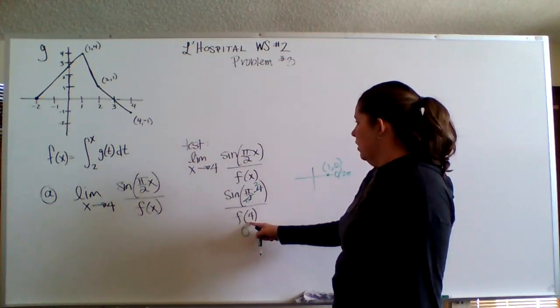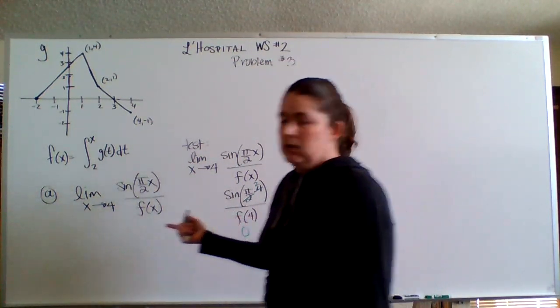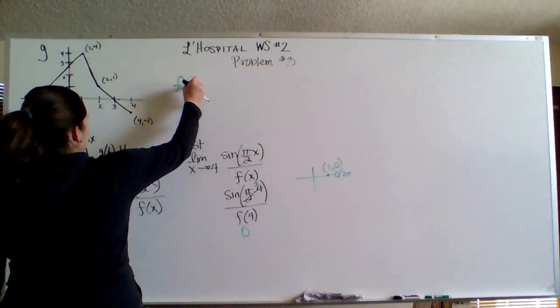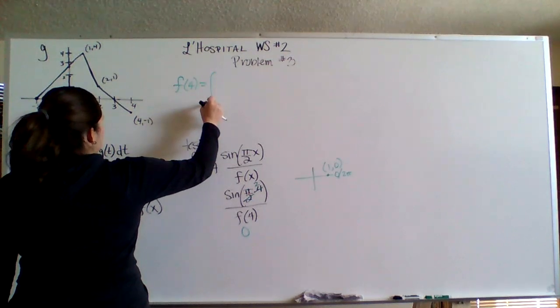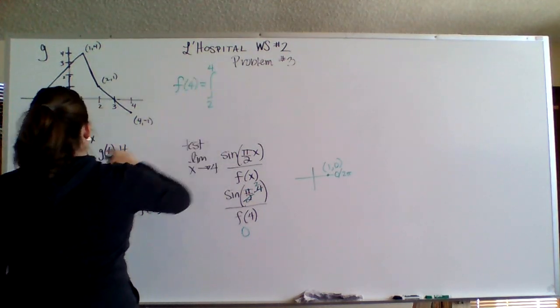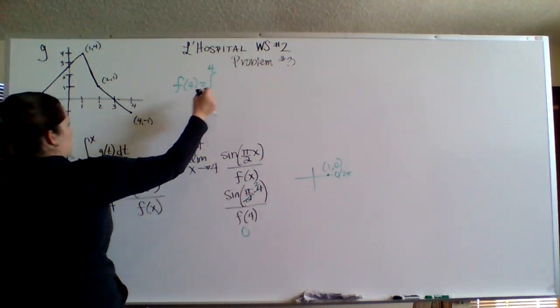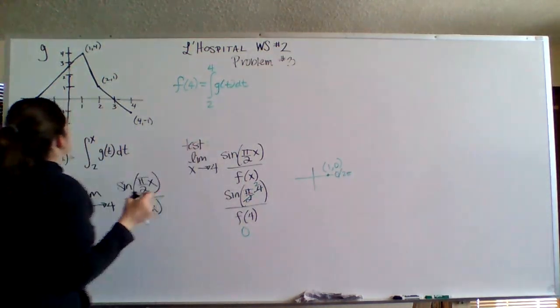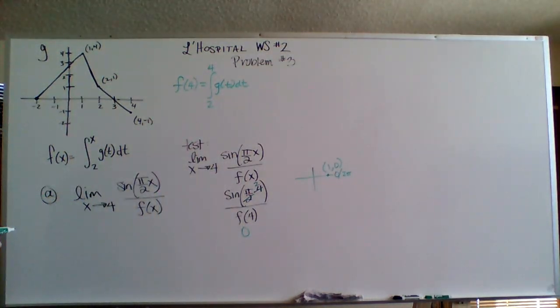f of 4. Oh, well, we have that integral defined function, right, for f of x. So f of 4, which I have to do a little scratch work on, would equal the definite integral from 2 to 4. I'm just replacing the x on both sides with that value of 4, of g of t dt. So we want to know on our g graph, how much area do we accumulate from 2 to 4?